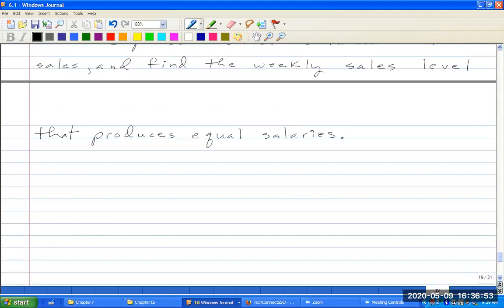Okay, so let's try to find the equations. So it says first that the salary, let's say, the salary is equal to $326 per week plus a commission of 3.5% times the weekly sales. Maybe I'll call the weekly sales W.